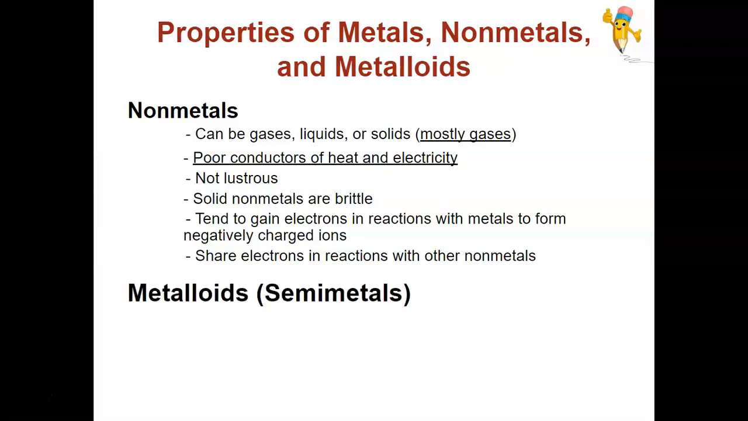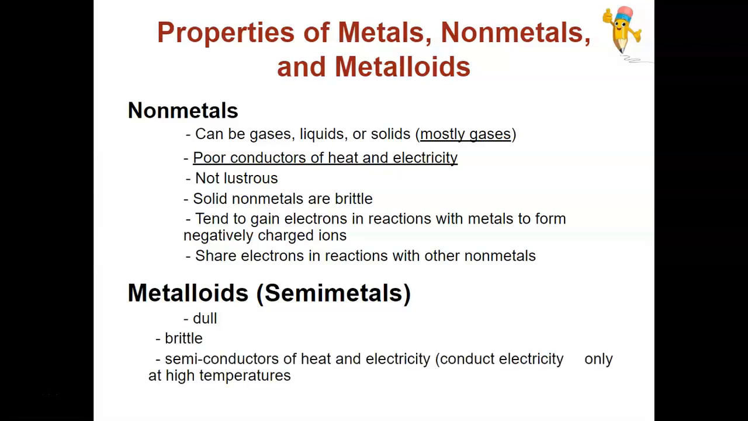Okay, and then finally, those on the staircase, those 6 or 7 elements on the staircase, they're called metalloids or semi-metals because they're going to have qualities of both metals and non-metals. Okay, so they're dull, so they're not shiny like metals, but they're not shiny either. They're kind of just dull. They're brittle, like the nonmetals, so they're going to break apart easily. Okay. And they can conduct electricity, but you have to do it at a high temperature. Okay. So you have to really pump up that heat for it to conduct electricity.